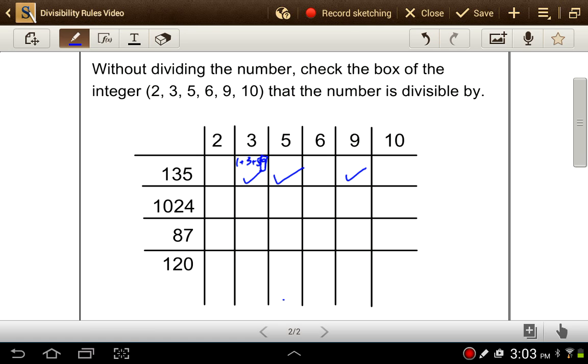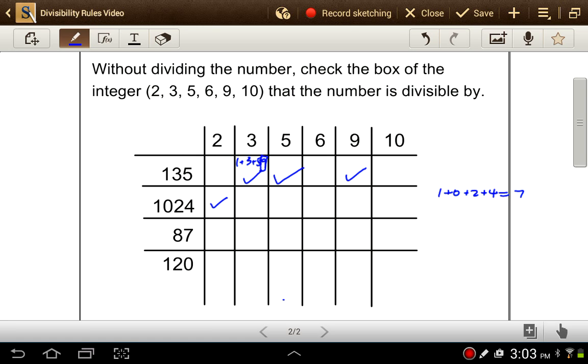Okay, let's try our next number, 1024. Is it even? Yes. Is it divisible by 3? Well, I'm going to do the math over here. 1 plus 0 plus 2 plus 4, that equals 7. So no for 3, because 7 is not divisible by 3. 5, no, because it doesn't end in 0 or 5. 6, no, because you don't have 3 checked off. It is even, but 3 doesn't go into it. No 9, because 9 doesn't go into 7. And no 10. So just 2. Of all those choices, 2 is the only one that goes into it.